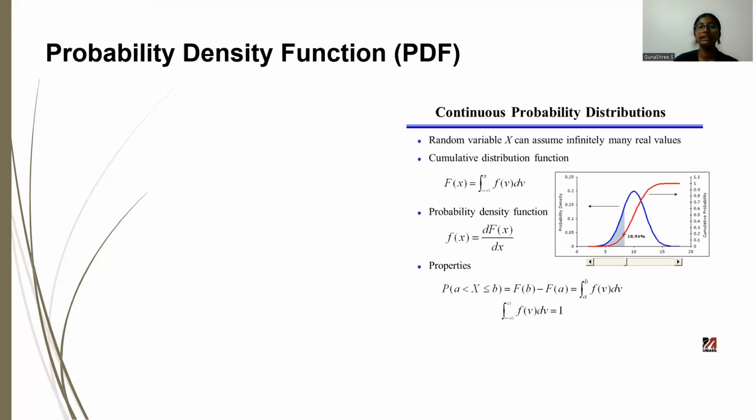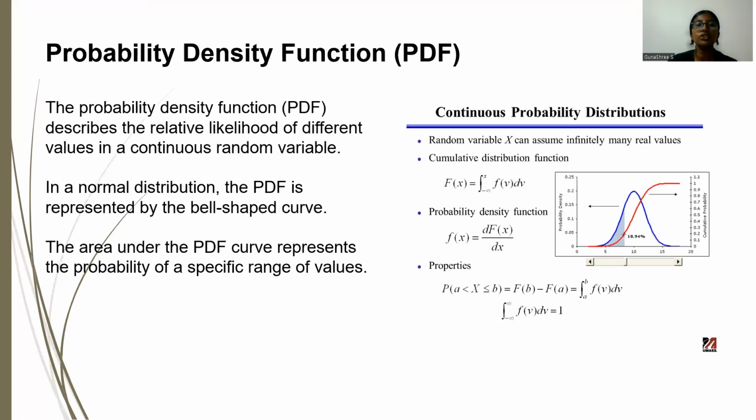What is the probability density function? It describes the relative likelihood of different values of a continuous random variable. The PDF is represented by a bell-shaped curve as demonstrated in the image beside. The area under the PDF curve represents the probability of a specific range of values.